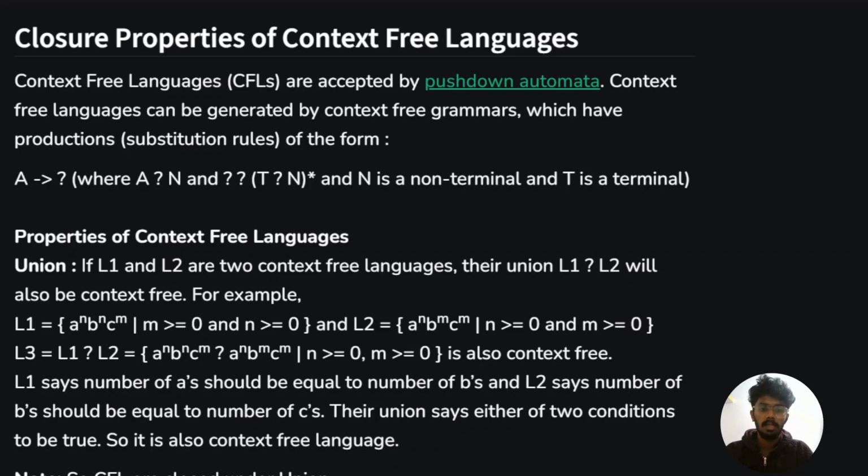L1 says the number of A's should be equal to the number of B's. L2 says the number of B's should be equal to the number of C's. Their union says either of the two conditions needs to be true. So it is also a context-free language.